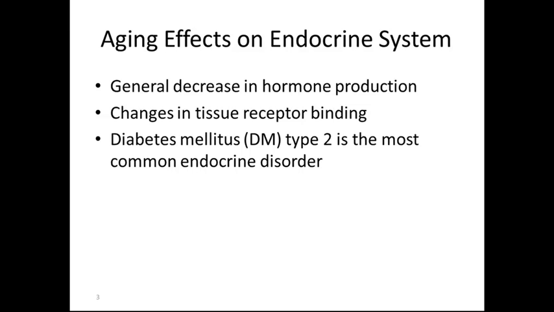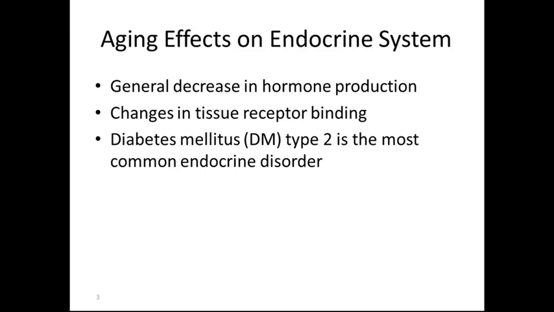Aging effects of the endocrine system. This is due to a general decrease in hormone production, including the hormone insulin that is produced by the pancreas, and changes in the tissue's receptor bindings. Also, diabetes mellitus type 2 is the most common endocrine disorder.